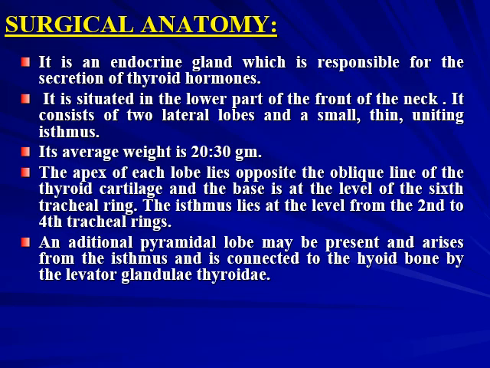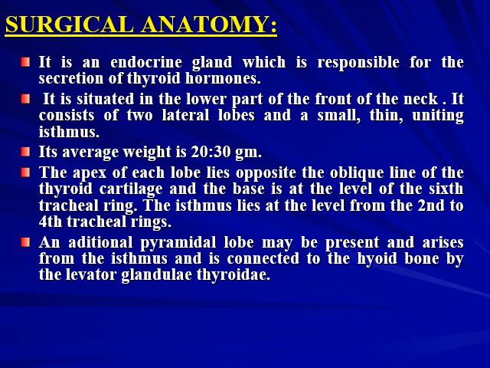The thyroid gland is an endocrine gland which is responsible for the secretion of thyroid hormones, namely T3 and T4. It is situated in the lower part of the front of the neck. It consists of two lateral loops connected by a midline isthmus, and there may be a pyramidal lobe arising from the isthmus and connected to the hyoid bone by the levator glandulae thyroideae muscle. The average weight of the normal thyroid gland is from 20 to 30 grams.